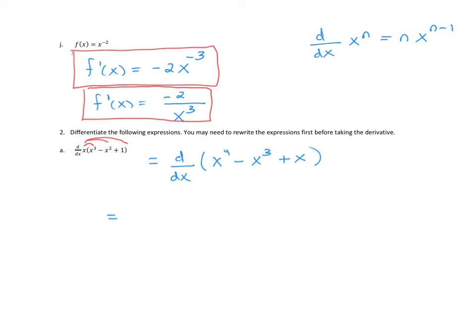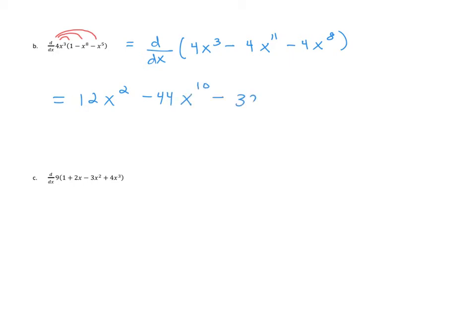So now, I'll start by taking the derivative of x to the 4th. That gives me 4x cubed minus the derivative of x cubed is 3x squared, and then the derivative of x is just 1, and this is the answer for part A.